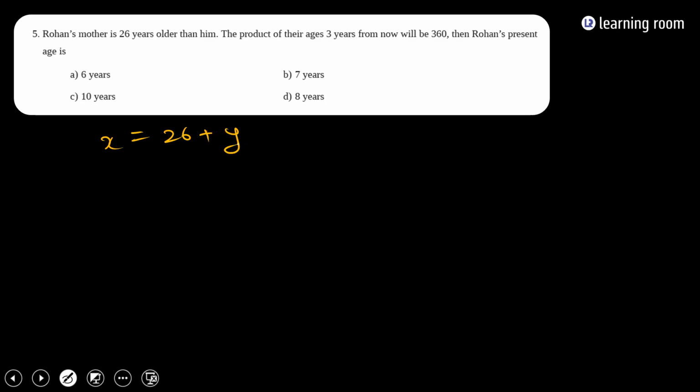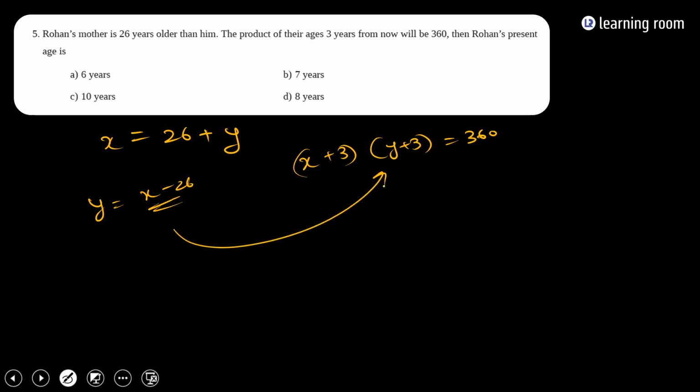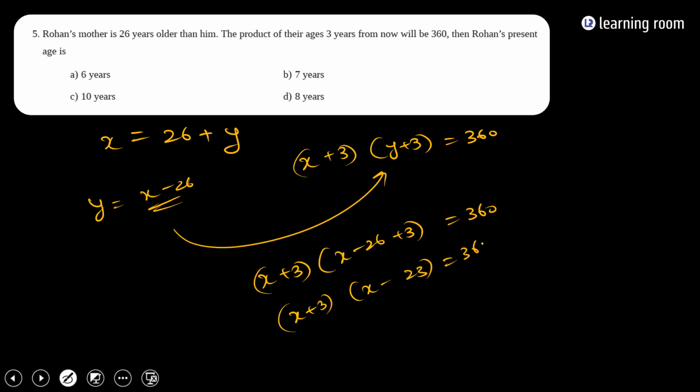Okay. The product of their ages after 3 years means what will happen? x plus 3 into y plus 3 will be 360. So what can you do? Can I write y is equal to x minus 26? Can I substitute it here? So that I'm still going to get a quadratic equation. So x plus 3 into x minus 23 is equal to 360.